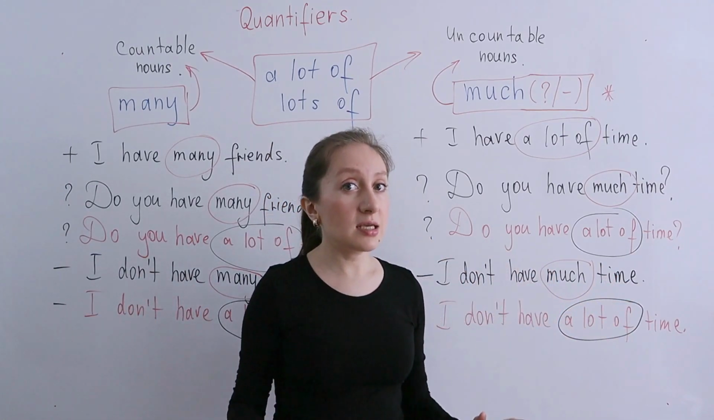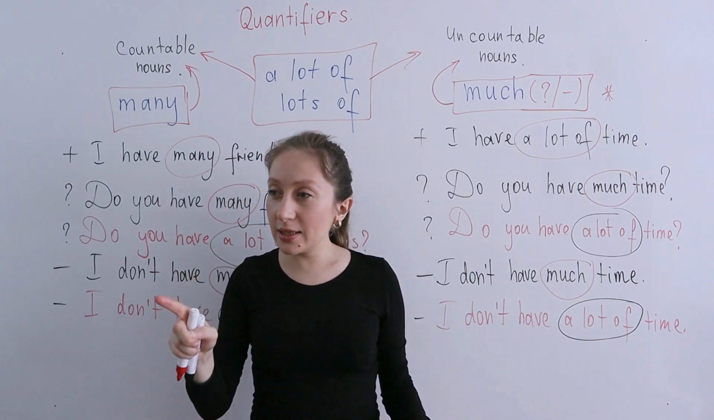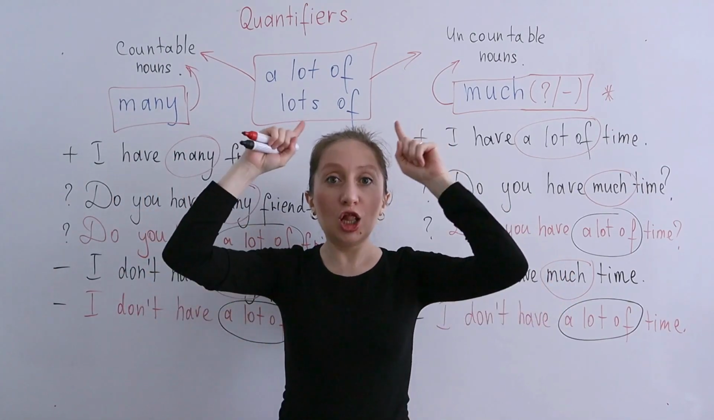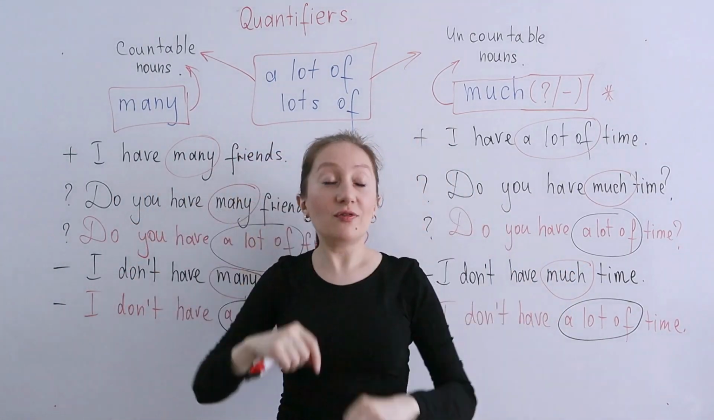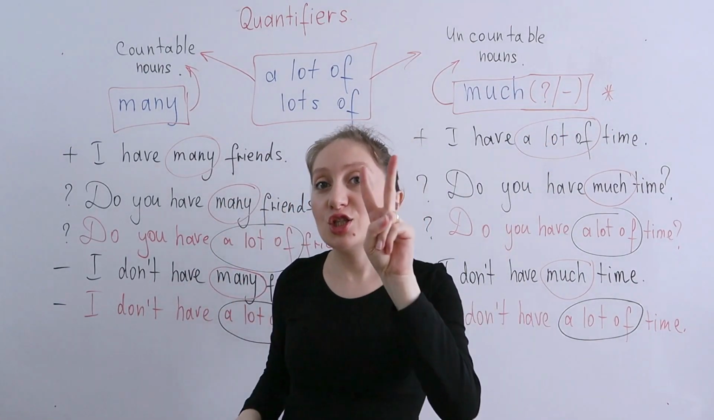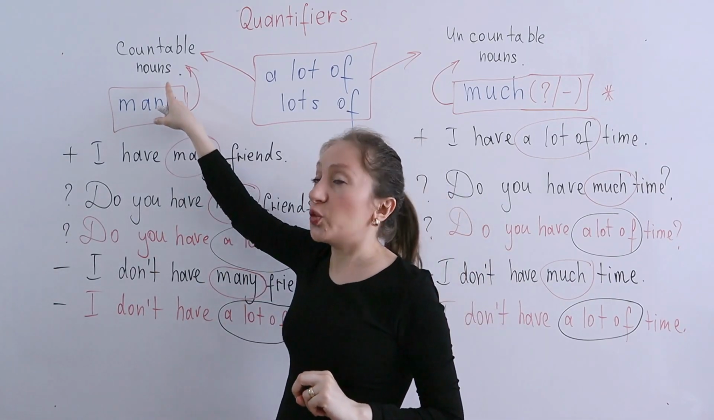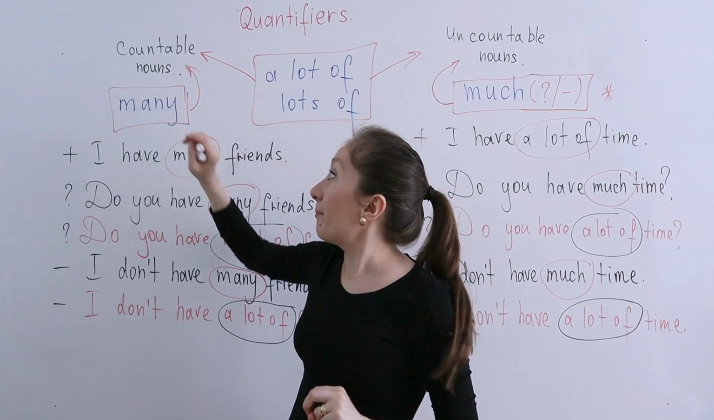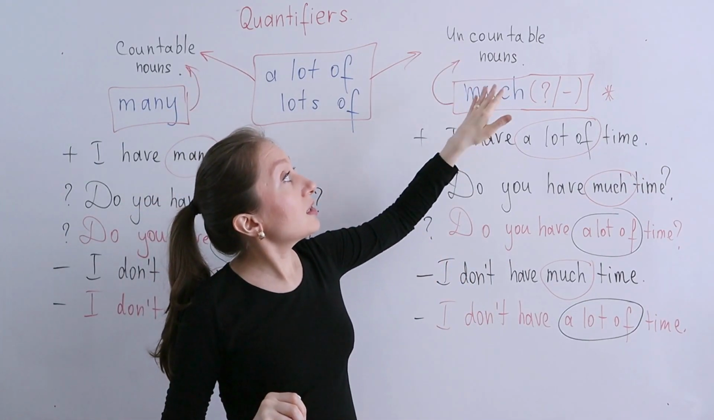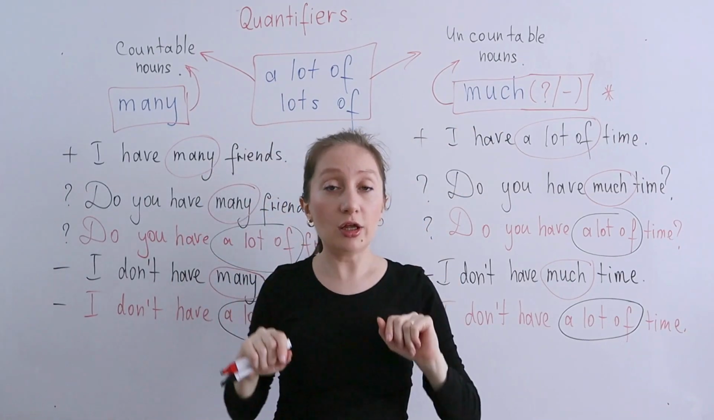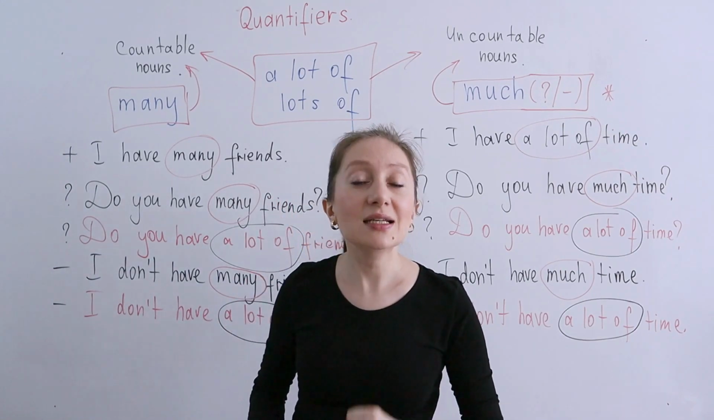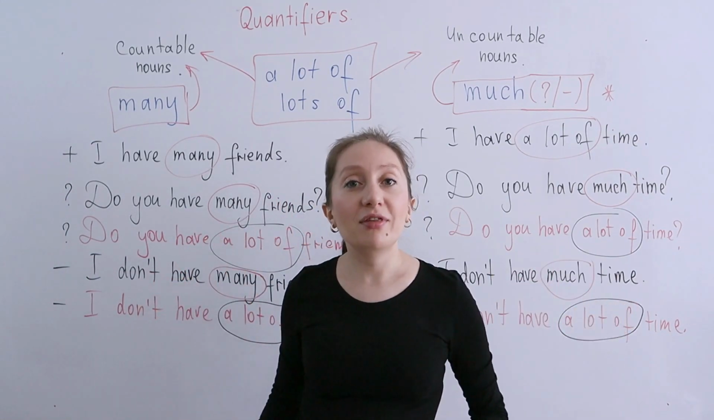I think it's very easy. Just remember, is this noun countable or uncountable? Many, much, lots of. Many, questions and negative, right? So make 2 sentences. One noun with many, which is countable noun, and one noun from uncountable noun, you use much or a lot of, lots of, right? Super easy. Just make 2 sentences, practice it, and everything will be all right.